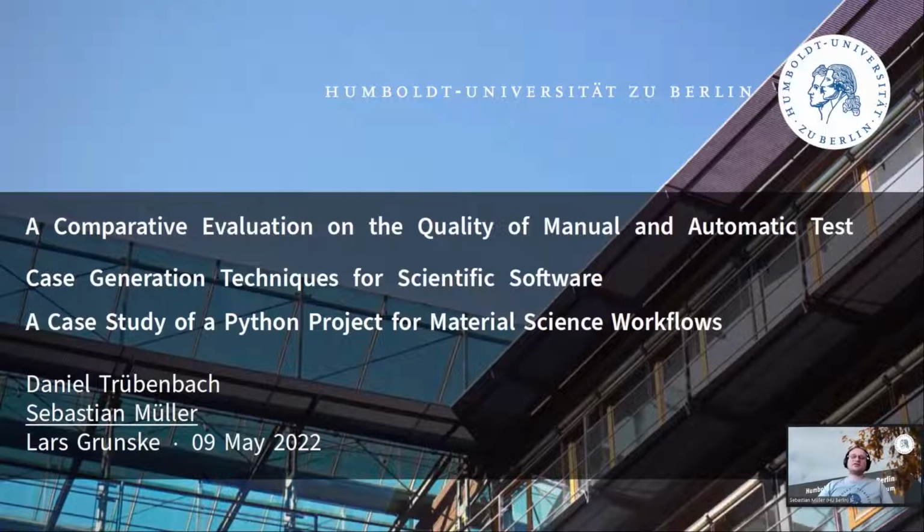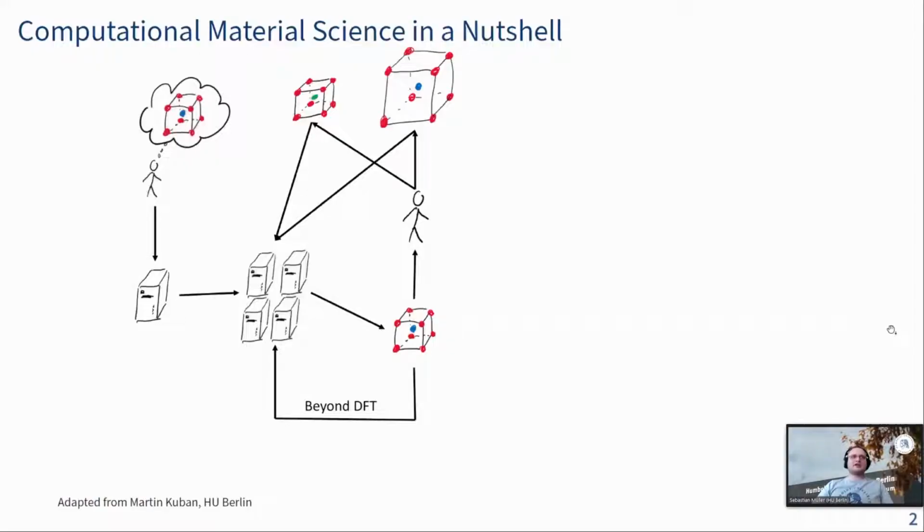Now, since I assume that most of us here today are software engineers, let me give you a very, very brief introduction into material science. So what is the basic idea? Assume for a second that you are a material scientist and you have a brilliant idea for some type of material that might revolutionize batteries or photovoltaics, for instance.